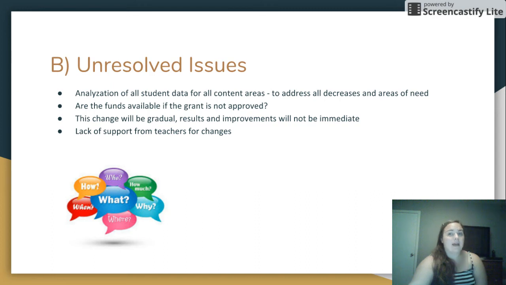I noticed that math scores also went down, so that might be an area that needs similar revamping in the curriculum. Are funds available if the grant is not approved for the new reading program? And having staff and parents understand that this change will be gradual. The results and improvements can't be immediate overnight. It will be a long process. And then worry about lack of support from teachers due to the changes. They already have a lot on their plate, and change can be very difficult.